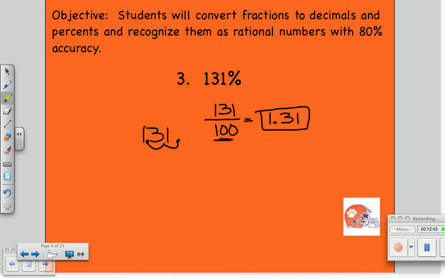Anytime you divide, you're making a number smaller, so move the decimal to the left to make the number smaller. When we divide by 100, we move the decimal twice, because there are 2 zeros in 100. Okay?